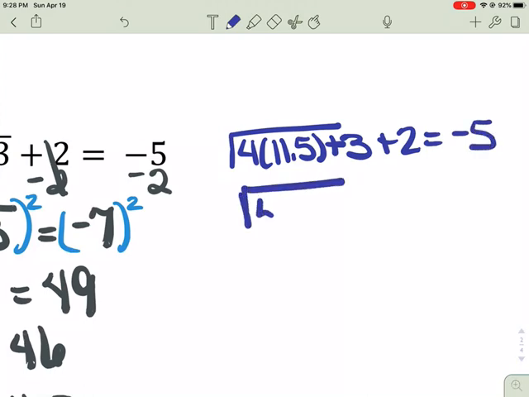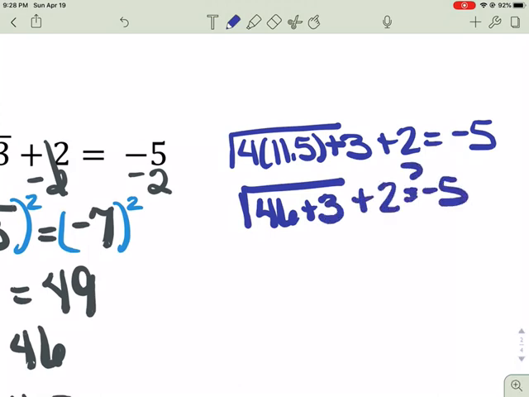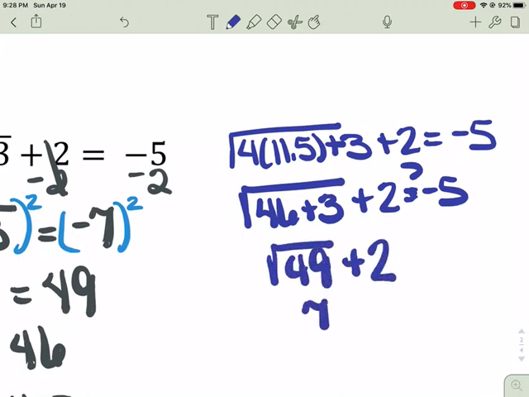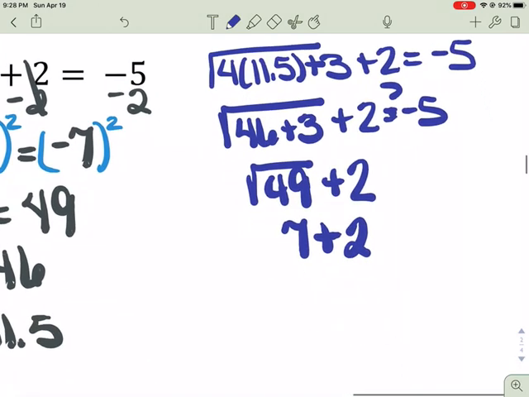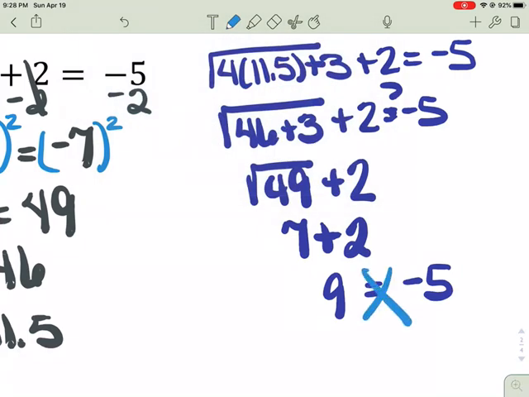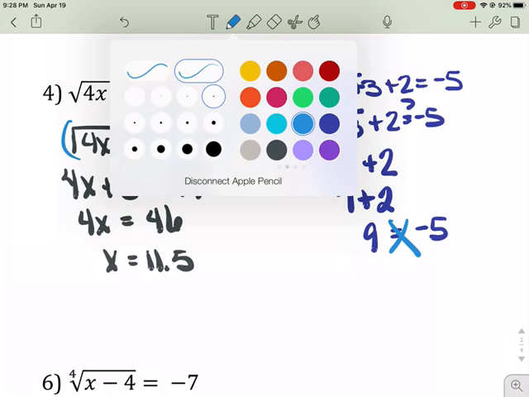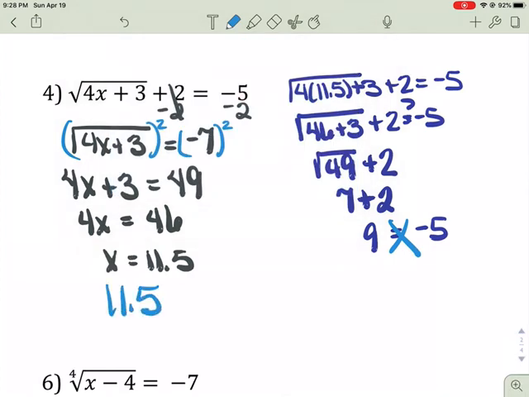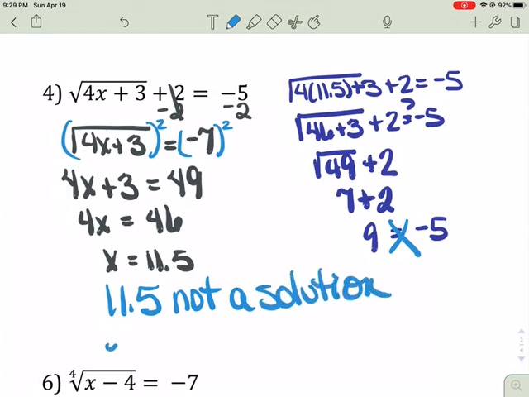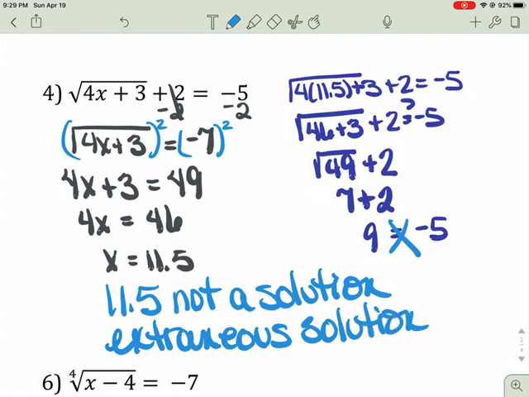Okay, so we get the square root of 46 plus 3, then plus 2 is equal to negative 5, big question mark. Square root of 49, then plus 2, so 7 plus 2. I don't think that equals negative 5. Nope. All right, so that tells me that this 11.5 is not a solution. This is an extraneous solution. Okay, which means in this particular problem there is no solution.